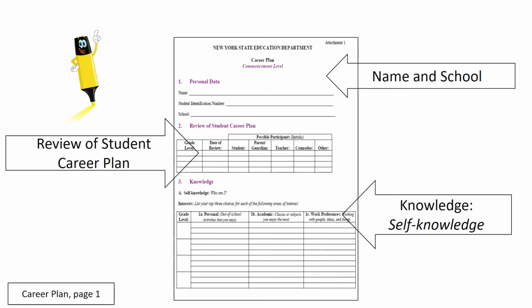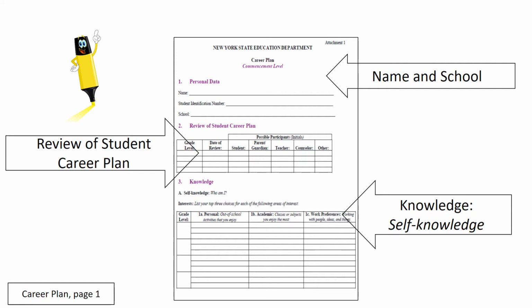1B, academic classes or subjects you enjoy the most. As you think about your favorite classes, start to think about why you like them. If you like ELA, for example, is it because you like to read? Or maybe you like PE because you enjoy being active.